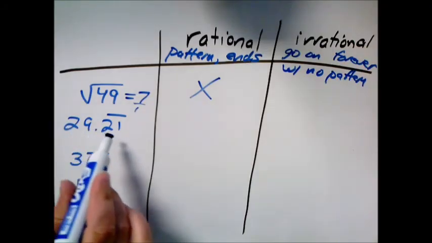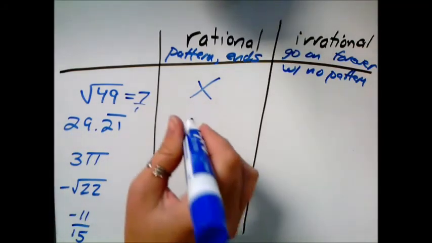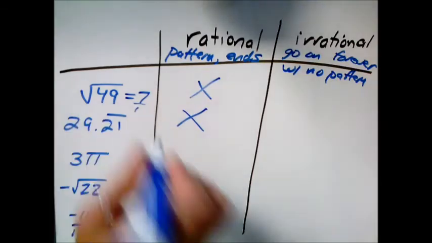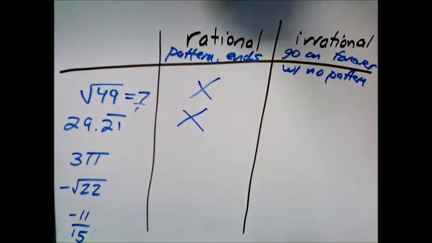All right, 29.2121212121. It does go on forever, but it has a pattern, right? It's 2, 1 repeating over and over. So pi is irrational. 3 times pi would definitely be irrational.